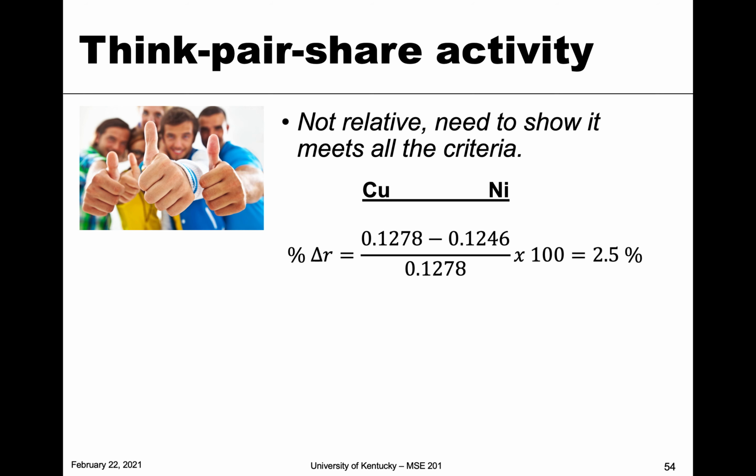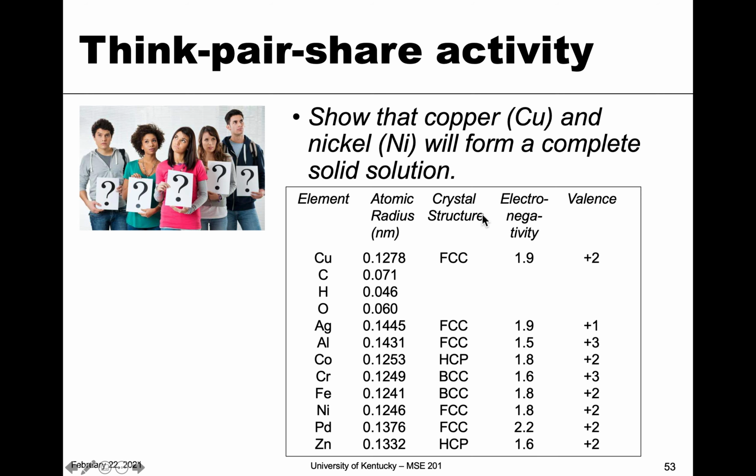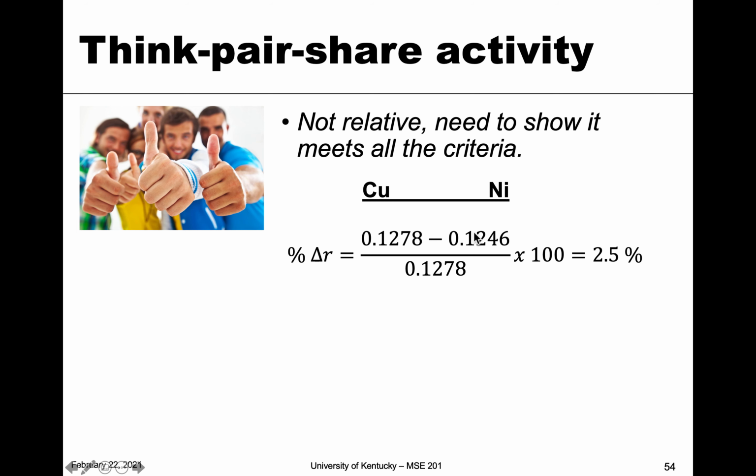And so from the tables, I've got the radius of copper and the radius of nickel, I believe. Yes, copper and nickel. And then we need to reference it to one of the values. So here I chose copper as a reference point. And so that gives us the percent difference in radii. If we calculate this, we see that the difference in radii is 2.5%. So even if we chose to reference it to nickel, it would still meet that. You might just get a slightly different value here. And so it checks that requirement.